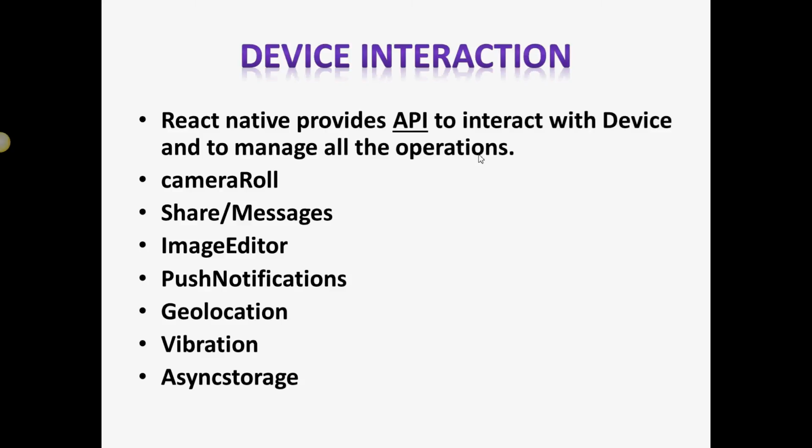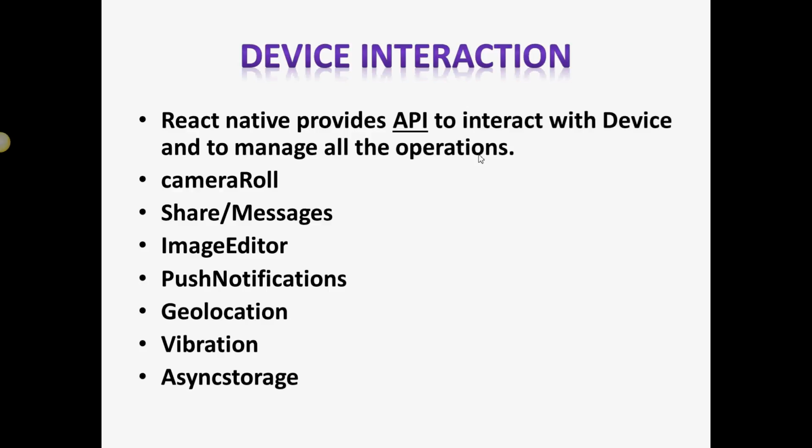So what you have to do is use this camera roll to access your gallery, to modify the images, to store the images, to push the images. So all these things that you want to do with the camera or with your images, you just need to use this API.